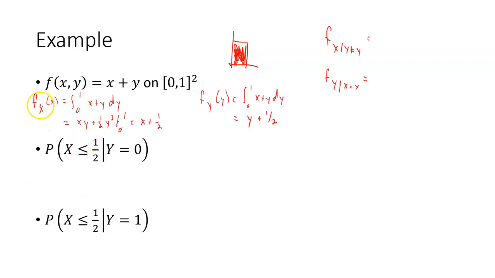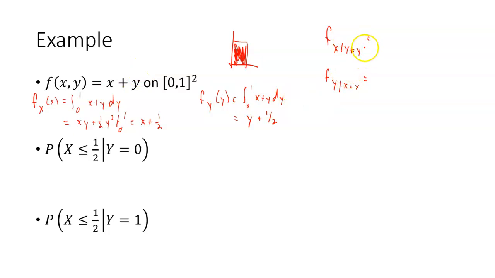So our marginal distributions: if I want the marginal with respect to x, I'm going to integrate out the y from 0 to 1, x plus y dy. We get down to x plus 1 half. Marginal for y is y plus 1 half. At this point, you may already feel like you can say they're not independent, because if I multiply these two marginal distributions together, we do not get x plus y.